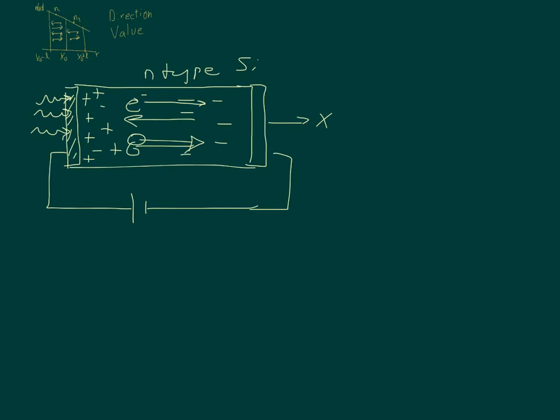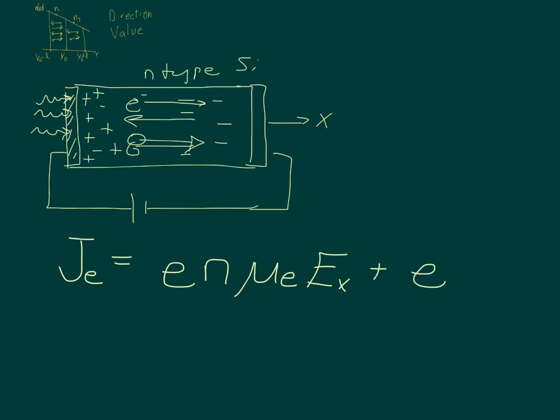For electrons, Fick's law as related to current density becomes J sub E, which equals the electron charge, e, times the number of electrons, N, times the electron drift, mu sub E, times the electric field, E sub x, plus the electron charge, times the diffusion coefficient of electrons, D sub E, times the concentration gradient of electrons, dN over dx.